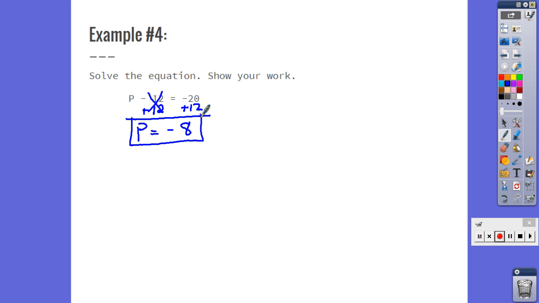And if you're in doubt, go ahead and use a calculator to help you with those. But that's going to take care of 4 examples here for solving equations using addition.